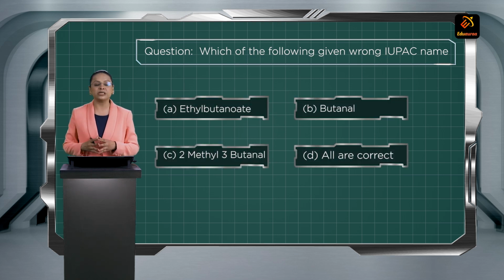3-methyl-2-butanol. Or we can also say 3-methylbutan-2-ol. So option C is the answer for this question. That is not correctly matched.